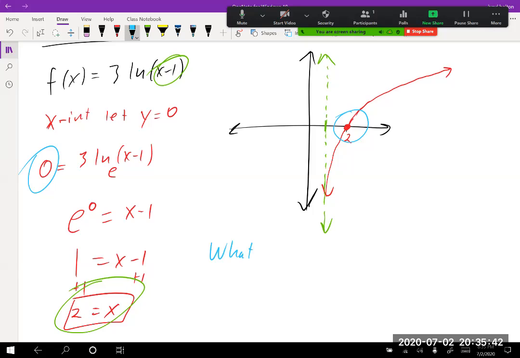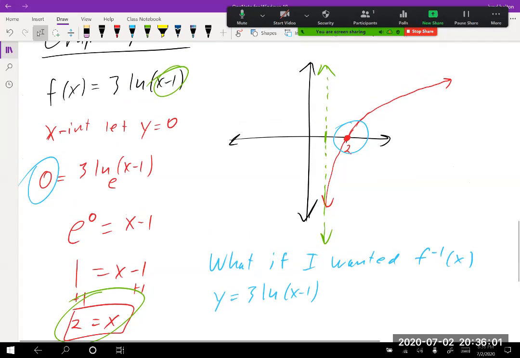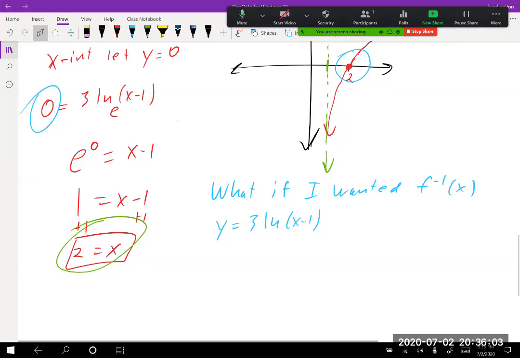What if I wanted F inverse of X? So remember, that means that we would say that y equals 3 natural log of x minus 1. And then we learned that we could find the inverse by interchange. Oh, by the way, this is a one-to-one function, so it definitely has an inverse that is also a function. So now we interchange the x's and the y's.